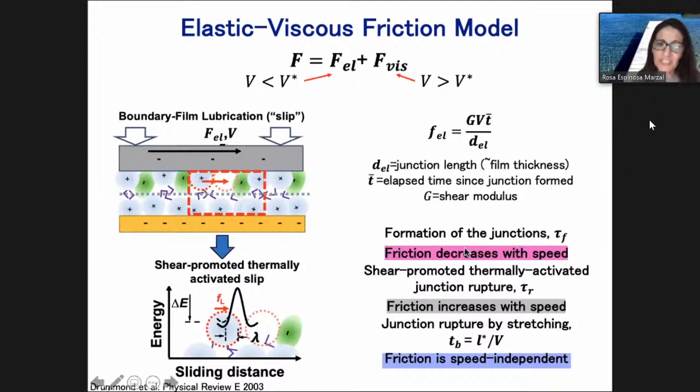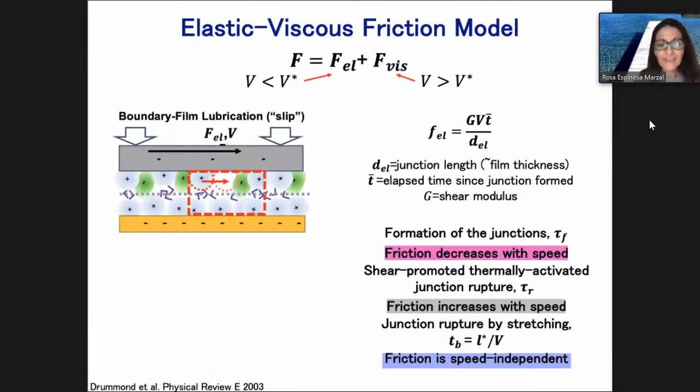According to this model, the friction force depends on different characteristic times. The characteristic time for the formation of the junctions, which I call here tau f, a characteristic time for the rupture of these bonds that is also based on Eyring's theory. And the model also considers that the bond rupture can happen upon a stretching of the bonds. And so depending on which characteristic time is relevant, friction can decrease with the speed, increase with the speed, or be speed independent.